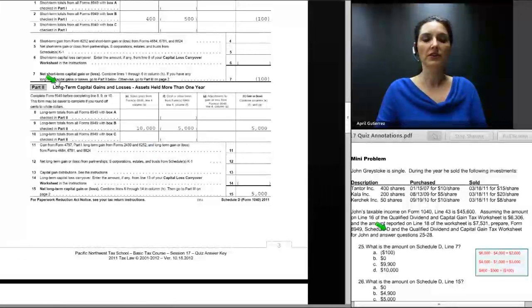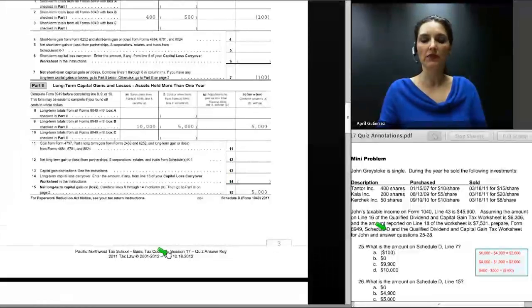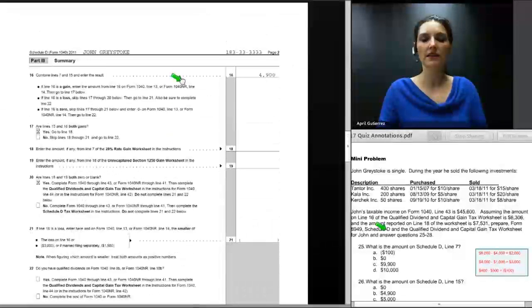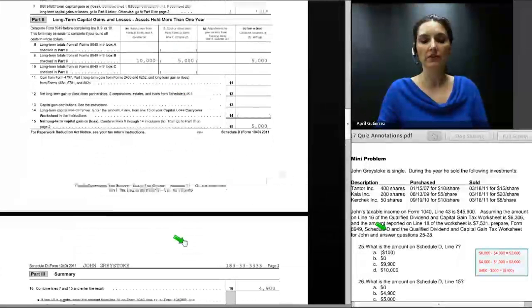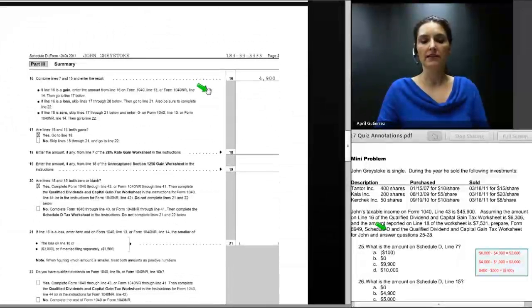Then in Part 2 of Schedule D for the long-term transactions, we show total long-term transactions from Form 8949 with Box B checked. We have a sales price amount of $10,000, cost basis of $5, and a gain of $5,000. We total $5,000 on line 15 and move over to page 2 of Schedule D. On page 2, we total line 7 and 15, and the $4,900 total amount is entered on line 16.